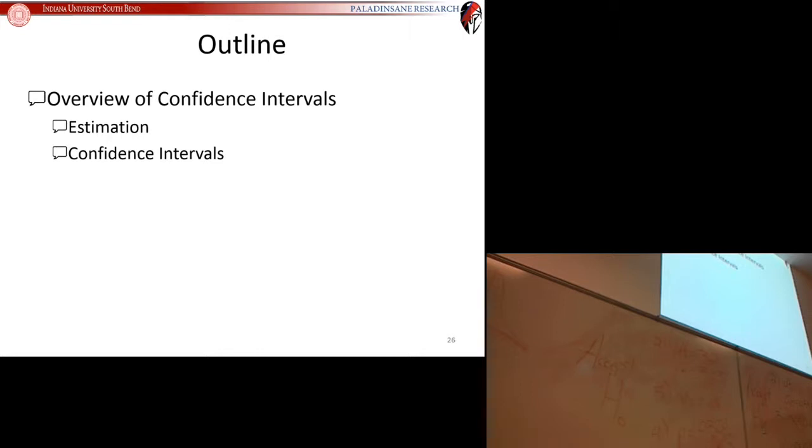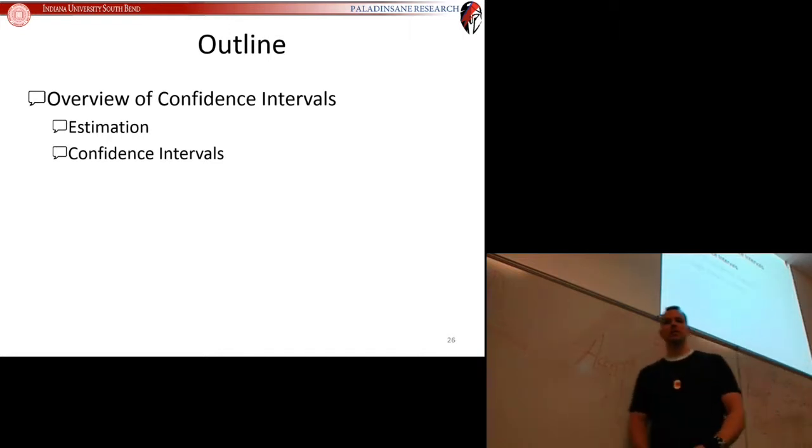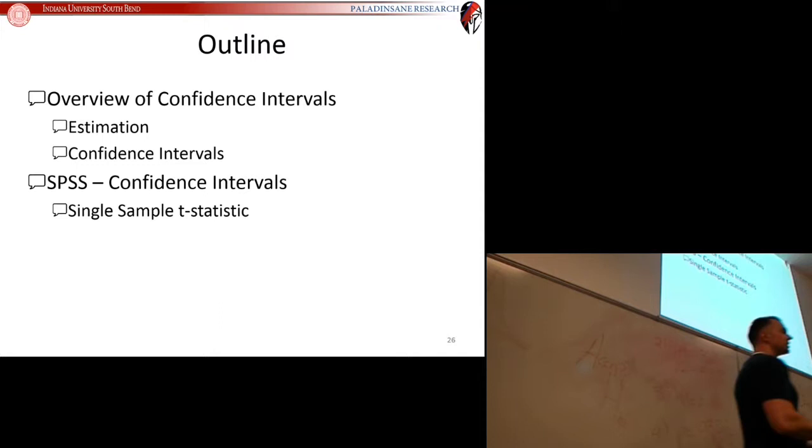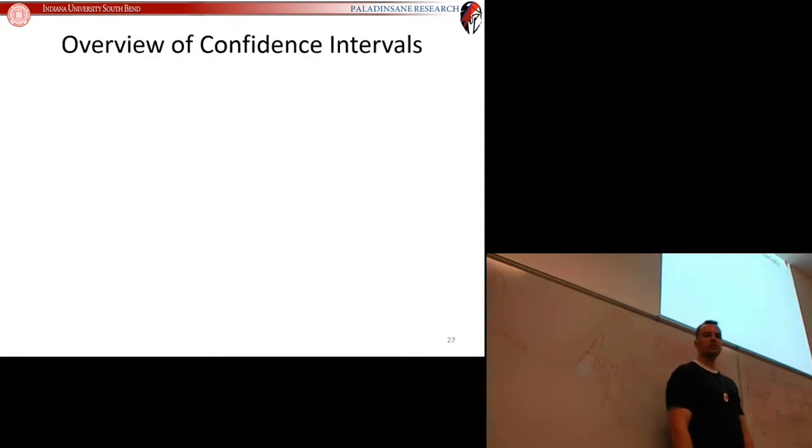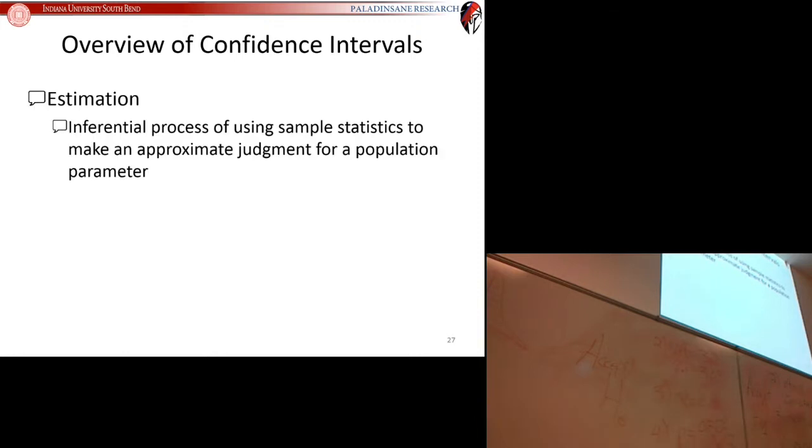So we're going to talk about estimation in general, then we're going to take a look at confidence intervals, and then we're going to see how to actually calculate these confidence intervals. We're going to start with the single sample t-statistic for single sample confidence intervals. And then in the last part of today's class, we're going to take a look at the other two types of t-tests.